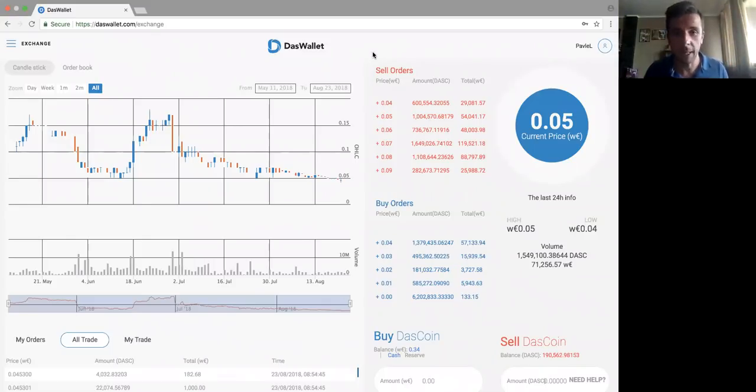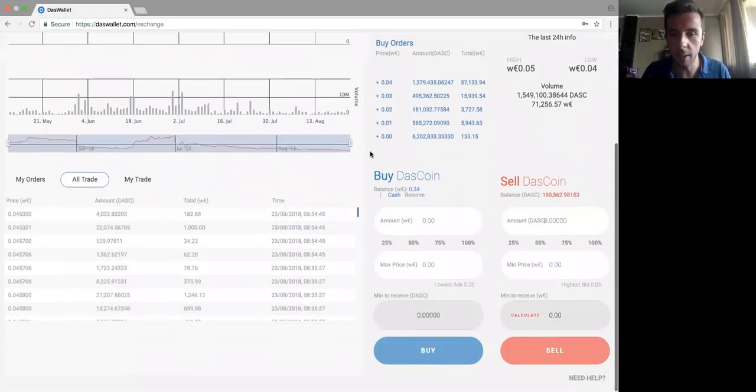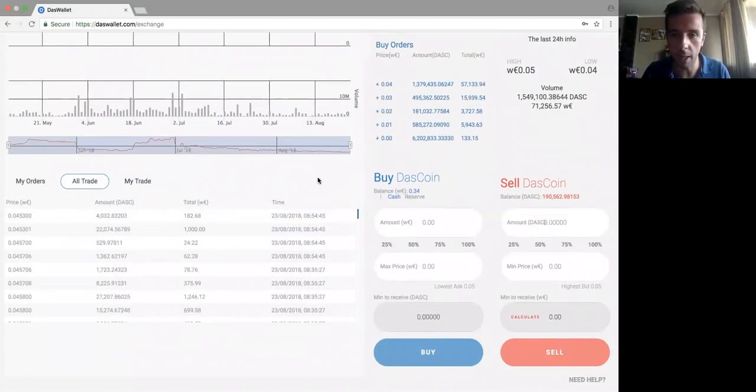So let's just go from the basics. As you can see, if you scroll down on the lower right corner are buy DAS coin and sell DAS coin options. Let's start with the buy DAS coin option. Buy DAS coin shows me my current balance.